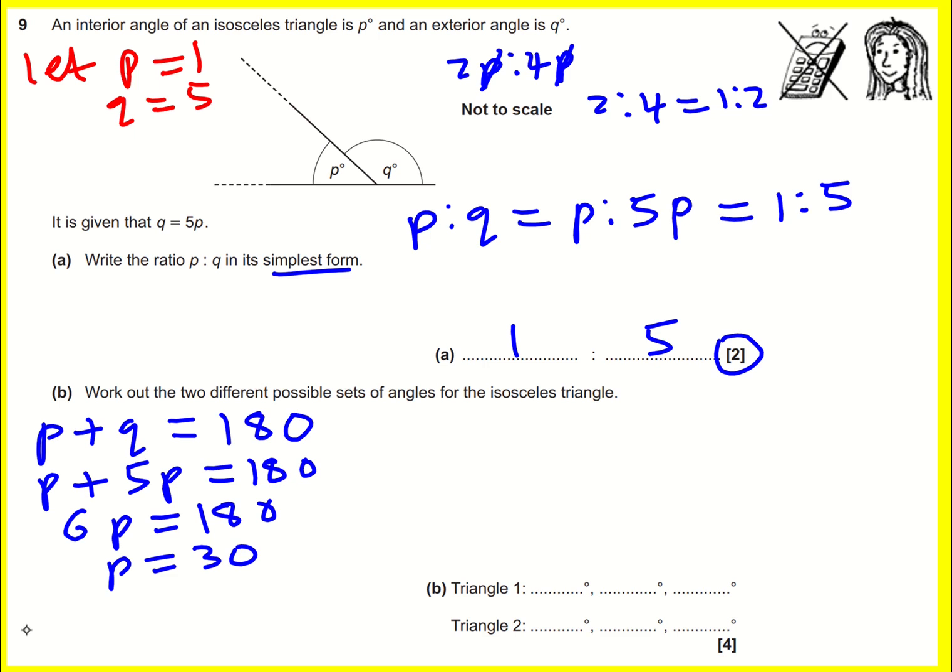And by the way, that means that, I'm just going to put this in brackets, Q would equal 150, and that's actually another way that you could do part A, because you could write the ratio as 30 to 150, which would cancel down to 1 to 5. Okay, we don't actually need it, so I'm going to get rid of it.